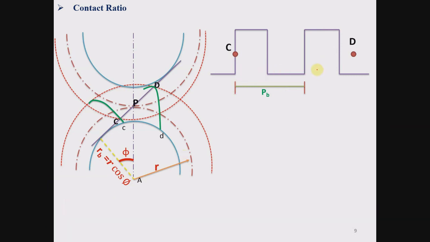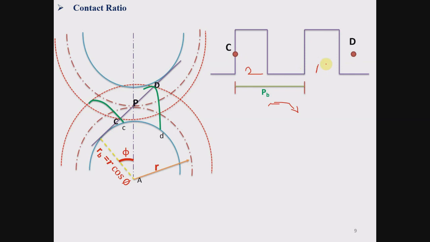If we call this gear number 1 and this gear number 2, and the gear is rotating in clockwise direction, what is happening here during gear tooth action? Teeth number 2 is entering contact at point C. But the previous teeth, teeth number 1, which is ahead of teeth number 2, has not yet reached the point D. So it is also in action.